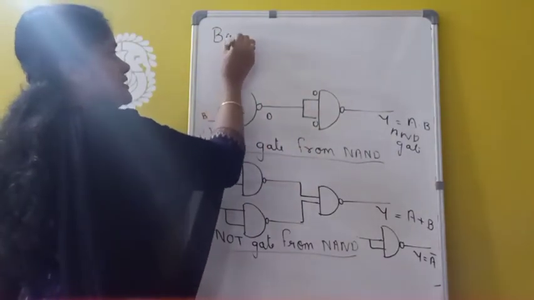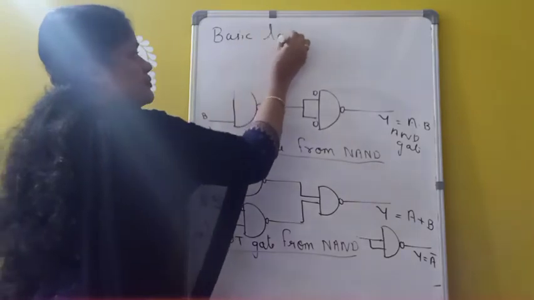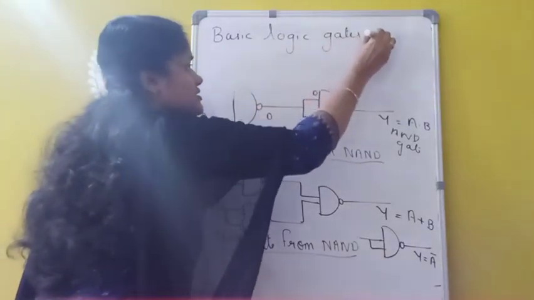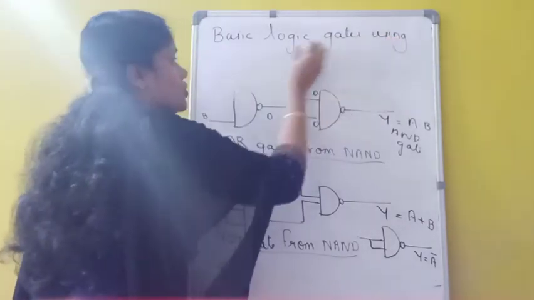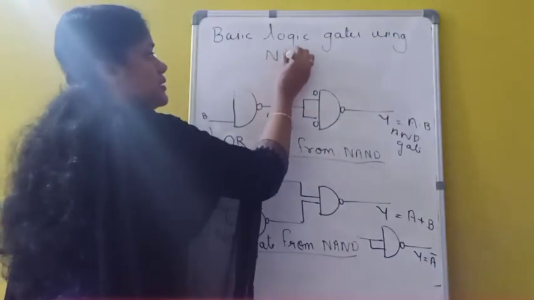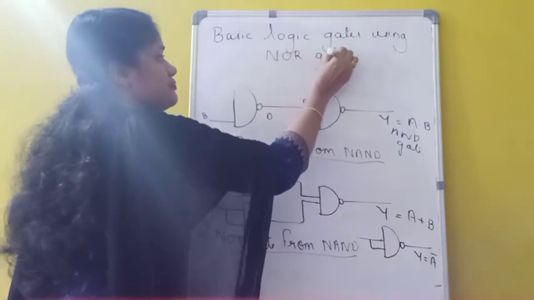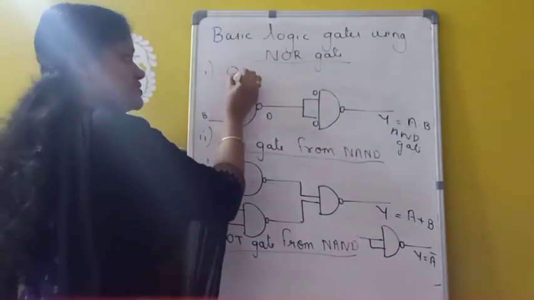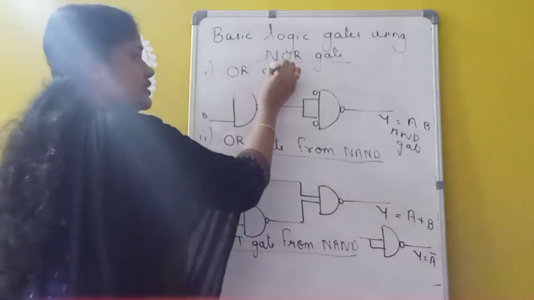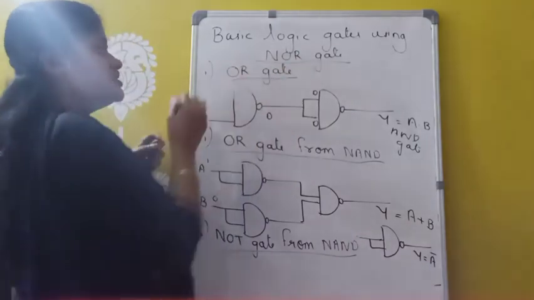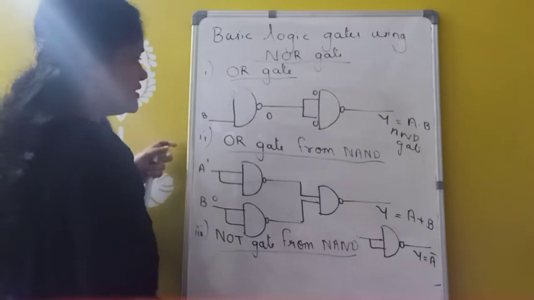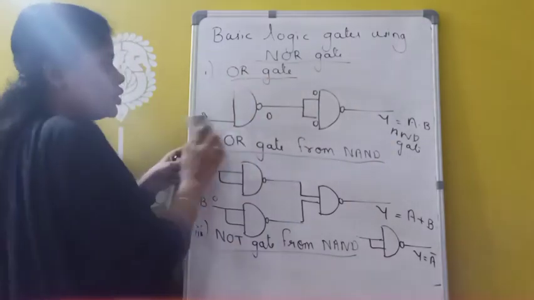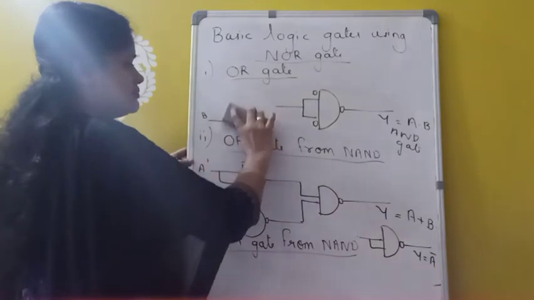Basic logic gates using the NOR gate. First one we are deriving is the OR gate. We are deriving the OR gate from the NOR gate. There we need only 2 NOR gates to derive an OR gate. So like the same thing.